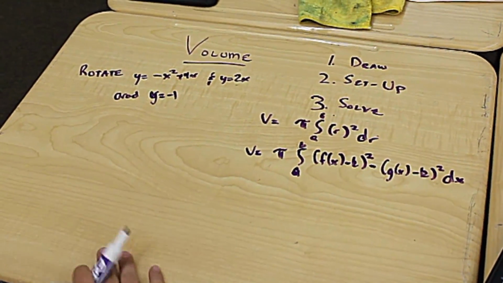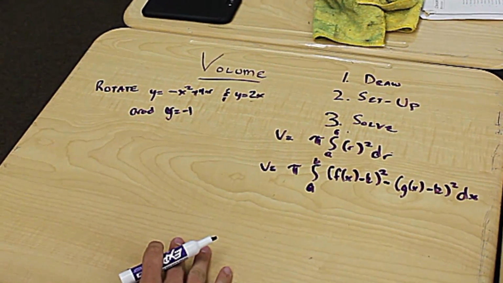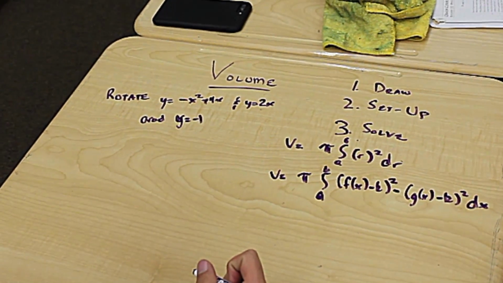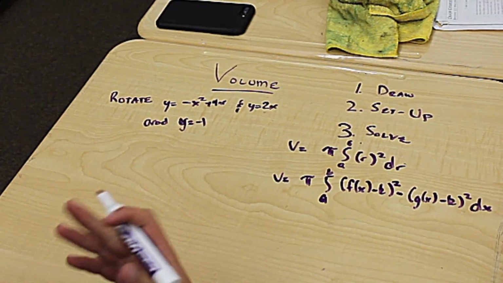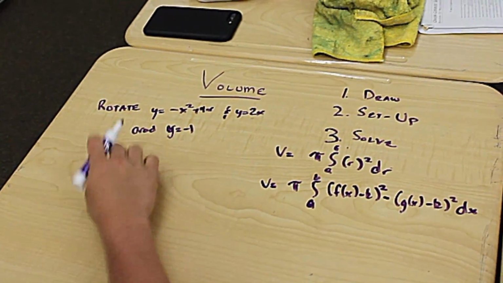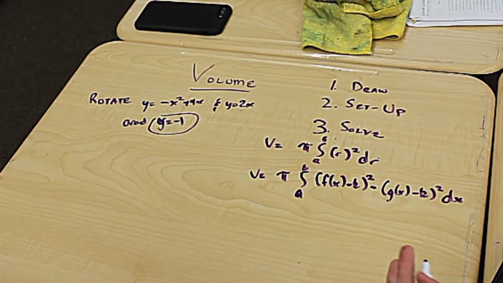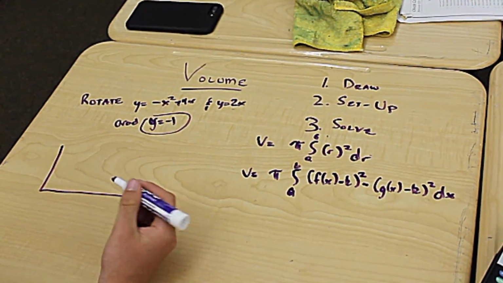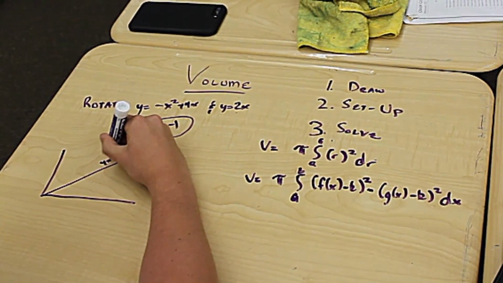Okay, so now we're going to do a different kind of problem. Now it's going to ask us to rotate y equals negative x squared plus 4x and the line y equals 2x around the line y equals negative 1. For this, you can pretty much ignore this here. This is the difference between what we did before and what we're doing now. But now you can redraw it. The line y equals 2x is a straight line.